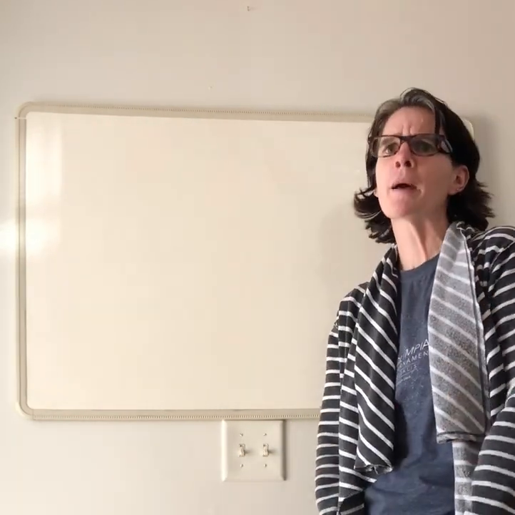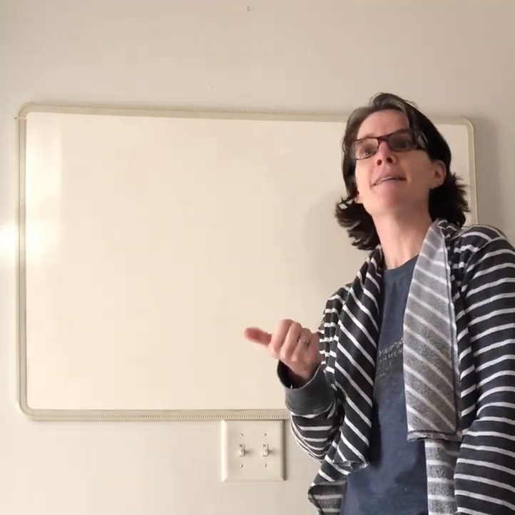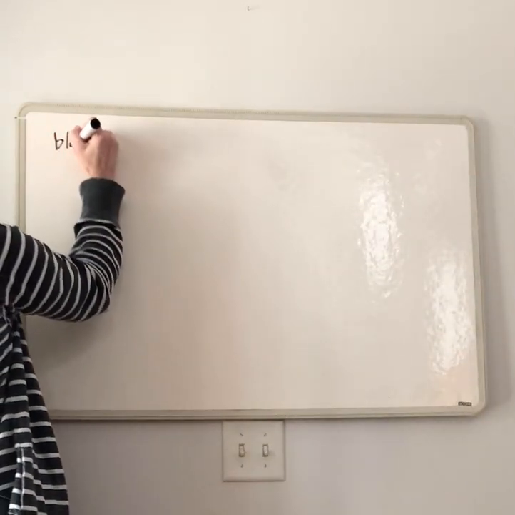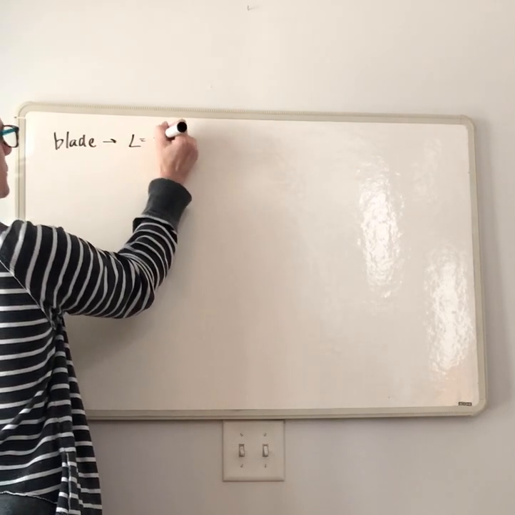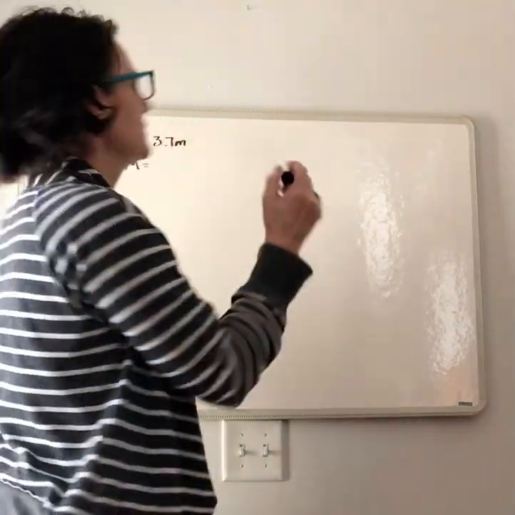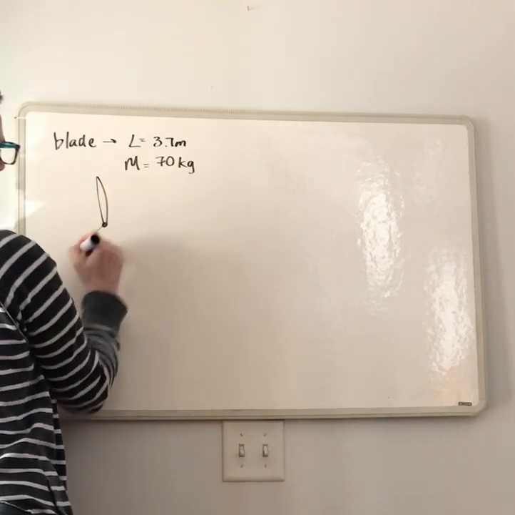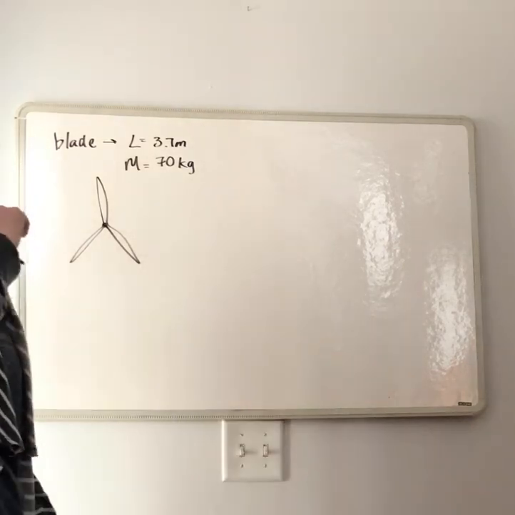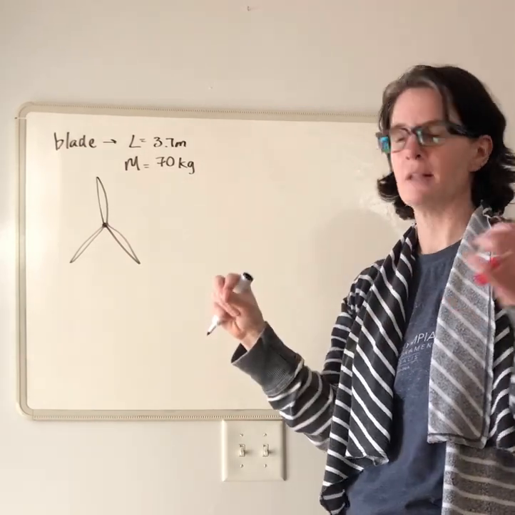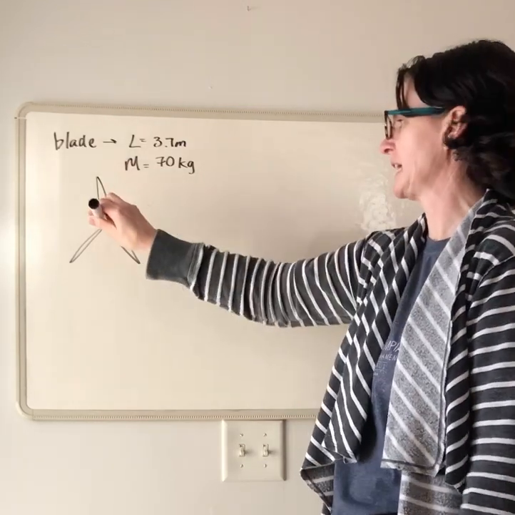So your problem reads, imagine a small helicopter has 3 blades. Each blade is 3.7 meters long and has a mass of 70 kilograms. So the length is 3.7 meters and the mass is 70 kilograms. Imagine the helicopter blade looks like that. It's spinning, this is a top-down view. We're going to model these as thin, solid rods with the axis of rotation right through that end, perpendicular to this plane, sticking out towards you.